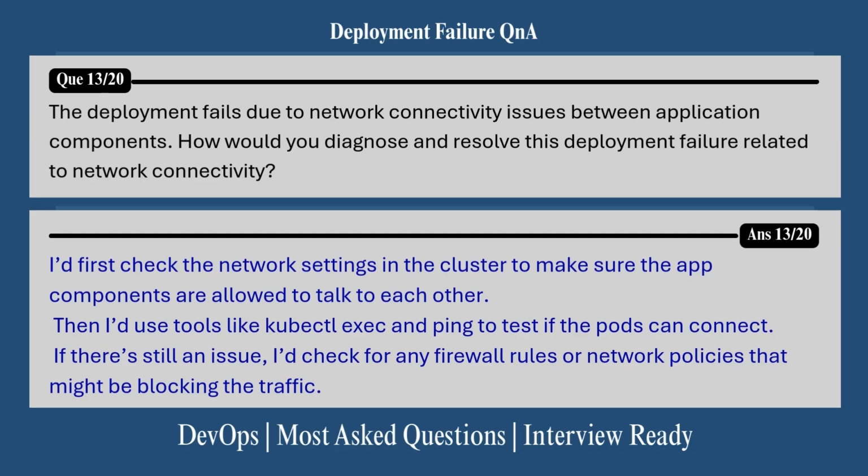I would first check the connectivity settings in the cluster to make sure the app components are allowed to talk to each other. Then I would use tools like kubectl exec and ping to test if the pods can connect. If there's still an issue, I would check for any firewall rules or network policies that might be blocking the traffic.